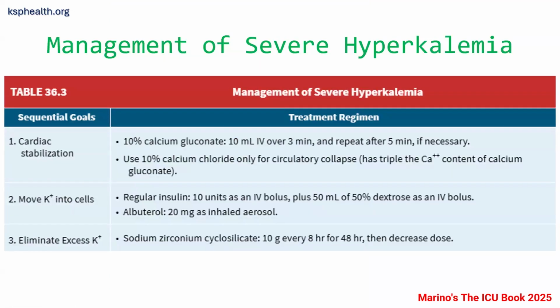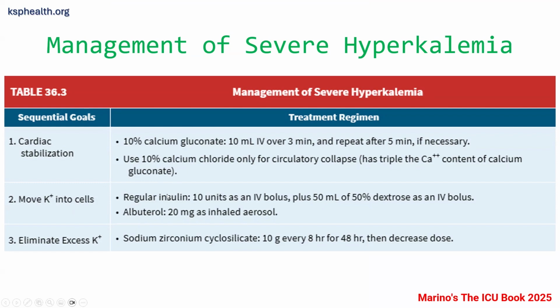So how do you treat? Number one, cardiac stabilization. How do you do cardiac stabilization? Either by using calcium gluconate or calcium chloride. Calcium gluconate 10 ml IV over 3 minutes, and repeat after 5 minutes if necessary. 10% calcium chloride only for circulatory collapse. We give 20 milligram per kilo. It has triple the calcium content of calcium gluconate.